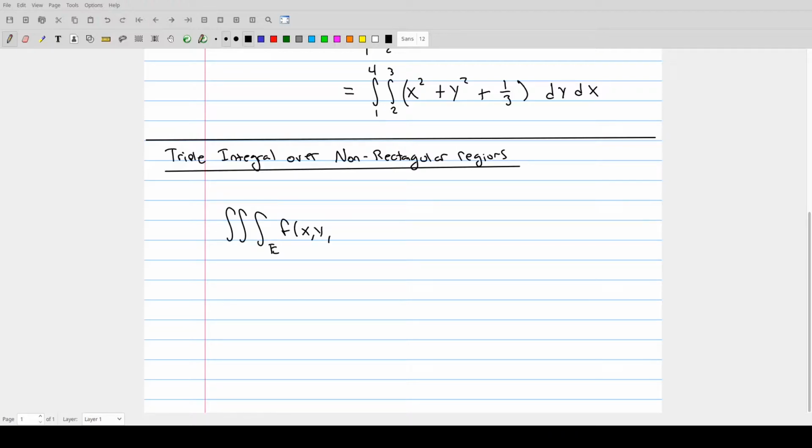of some function over the region E, where E is the solid bounded by the surfaces z equals 0, z equals y, and x squared is equal to 9 minus y.